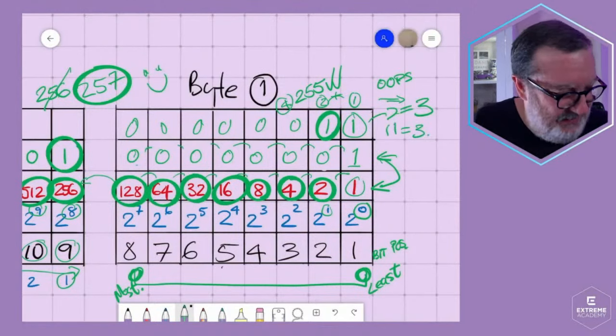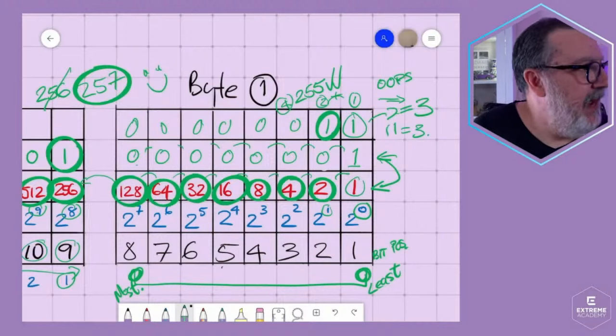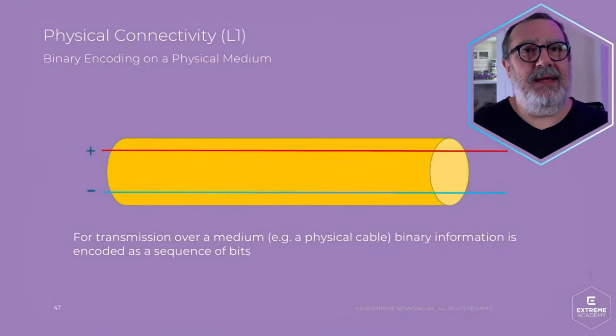So 1, 1 equals 3, and you can prove it in binary. Okay, cool. Let me put that aside and now go back to my slides.